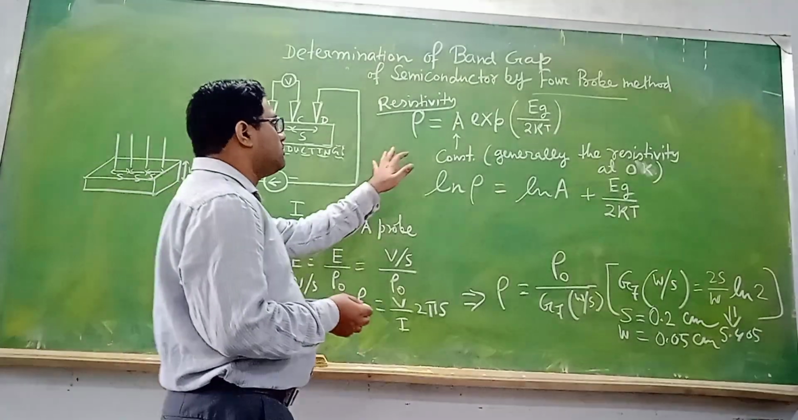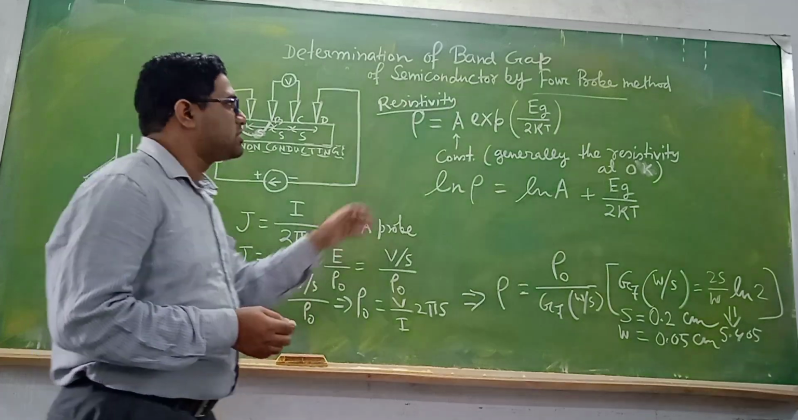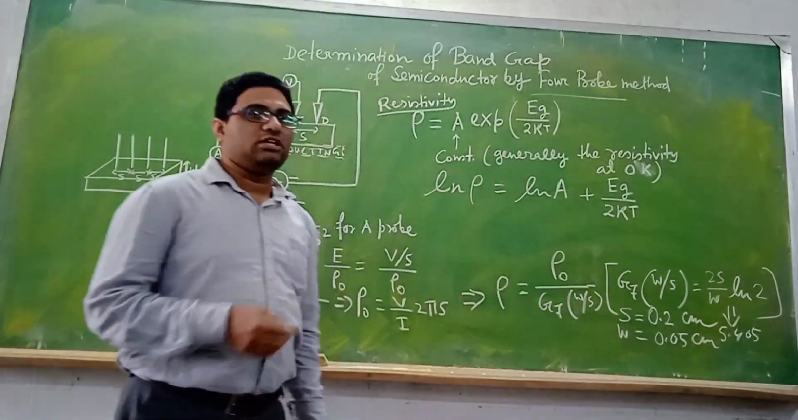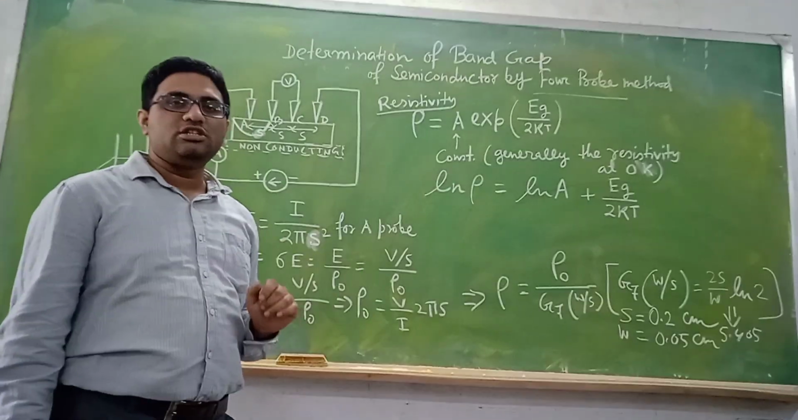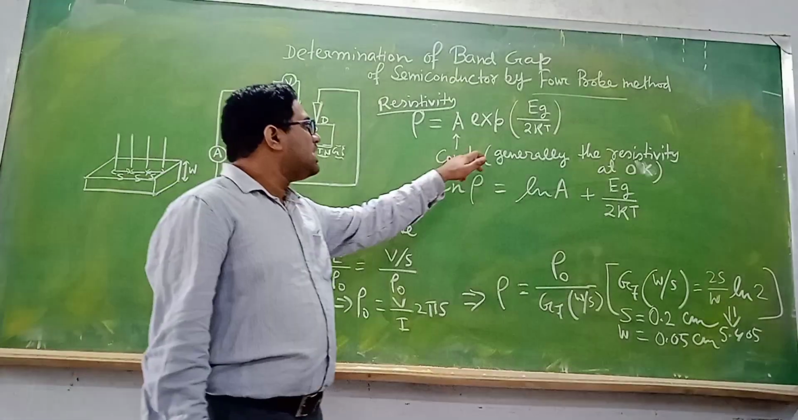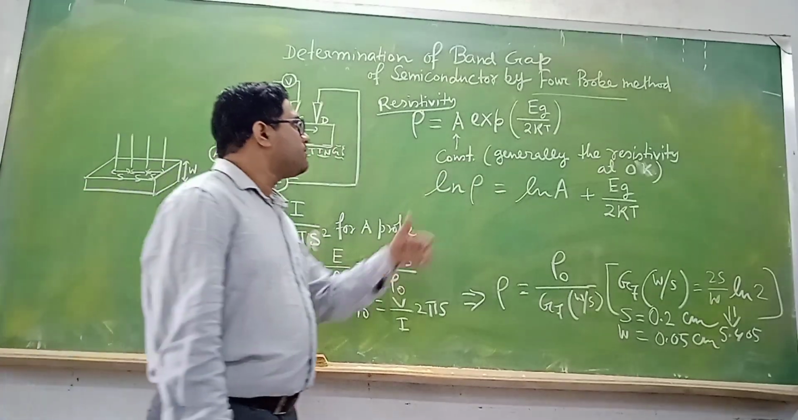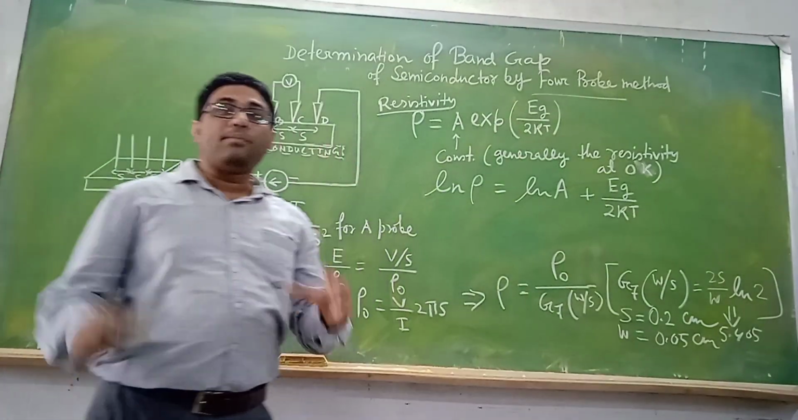So the working formula of resistivity for any semiconductor is rho equals A exponential Eg by 2kT. Here rho is called the resistivity of the material. A is a constant and generally it is the resistivity at 0 Kelvin. Eg is called the band gap.